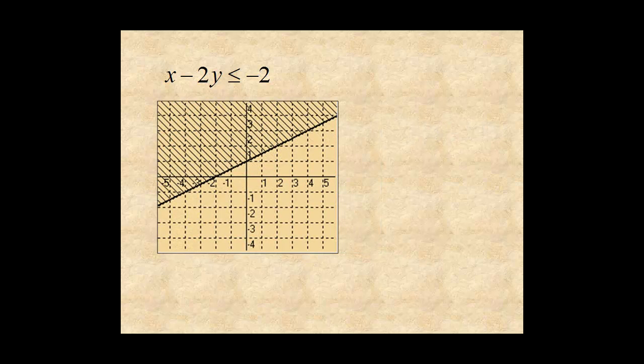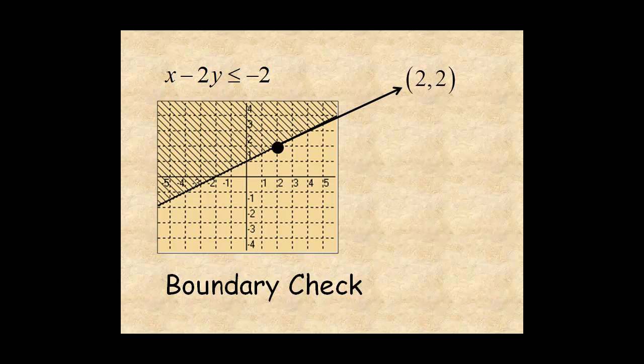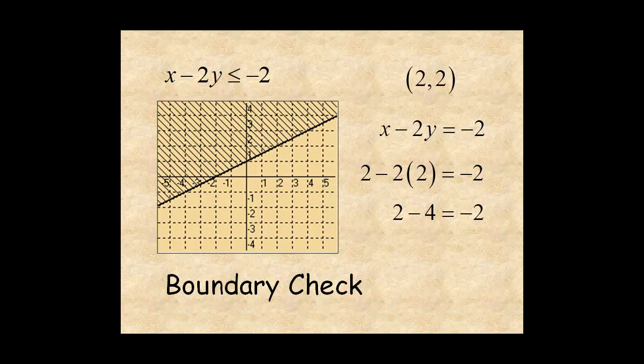Now, do a boundary check. This verifies that you have correctly graphed the boundary line. Select a point on the line, like 2, 2. Change the inequality to an equation and substitute x equal to 2, y equal to 2. Simplify the expression, and you can see that the boundary checks.